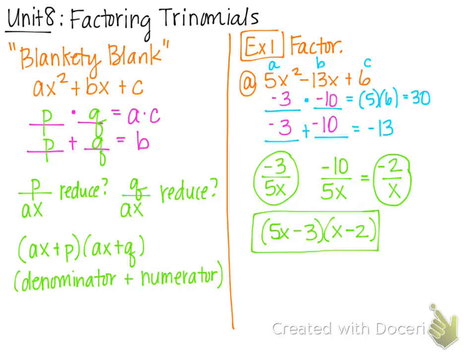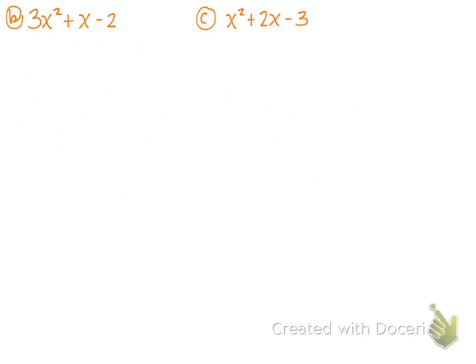Now remember, if you have a method that you like better, knock yourself out and do it your way. Okay, b, we have 3x squared plus x minus 2. So a is 3, b is 1, and c is negative 2. So let's set up our blanks. Blank times blank is equal to a times c. So we have 3 times a negative 2, which is negative 6. And then blank plus blank is equal to b, which is 1.